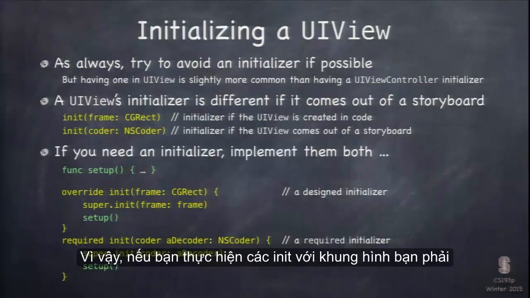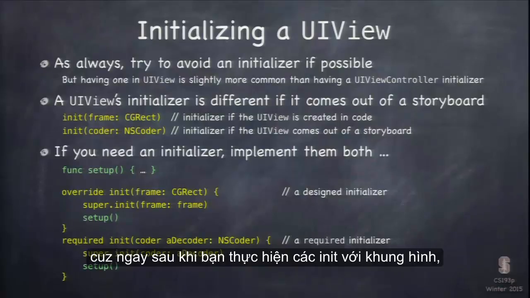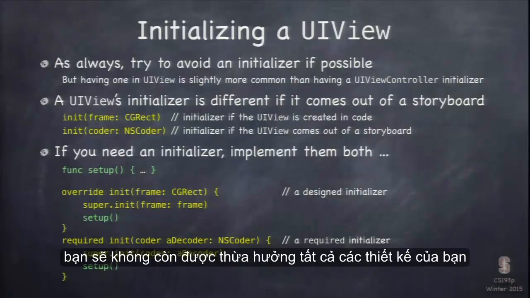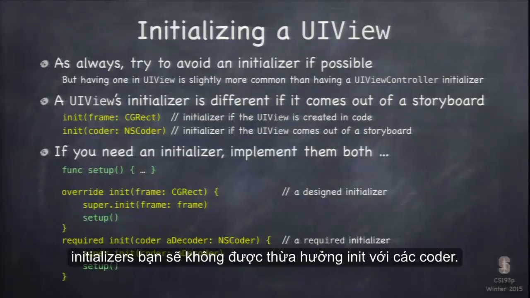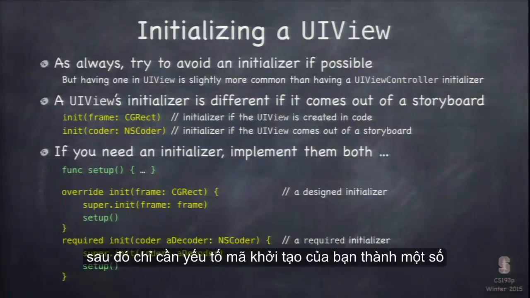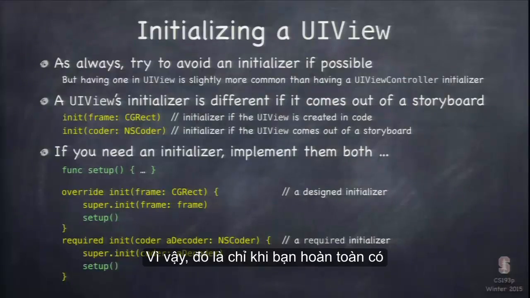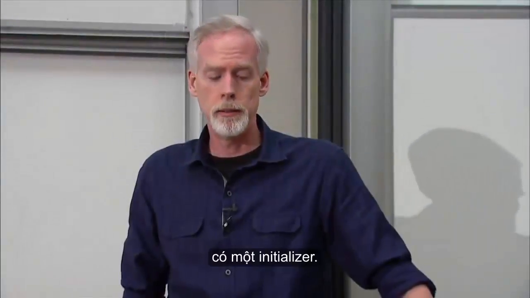So if you implement the init with frame, you have to implement the coder one as well, because as soon as you implement the init with frame, you'll no longer inherit all of your designated initializers. You won't inherit the init with the coder. So basically implement them both, and then just factor out your initialization code into some setup method and call that. Okay? So that's only if you absolutely have to have an initializer.